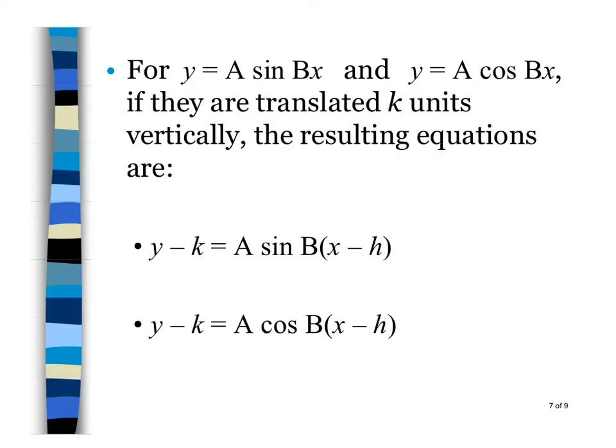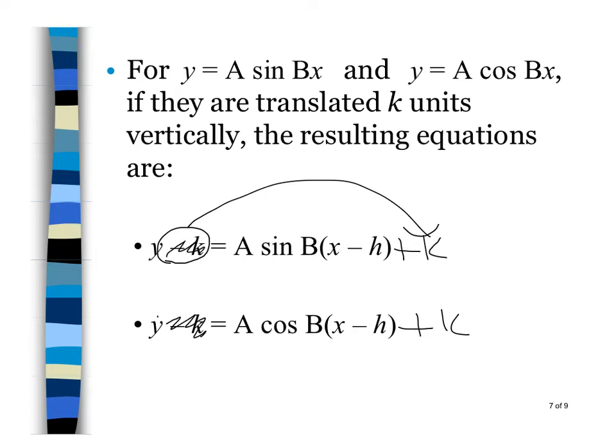So now we're going to talk about what happens if you have a K out there, and it's going to be going vertically. So really, you'll end up seeing this over here as plus K. So you'll just have y equals, and same thing for sine and cosine. It just means it's going to translate the K units vertically.